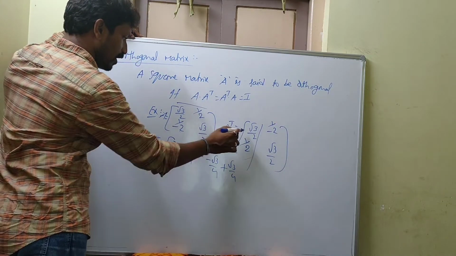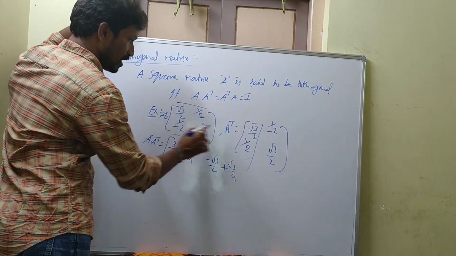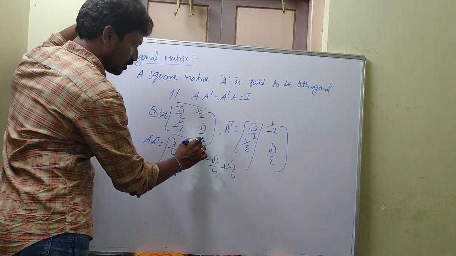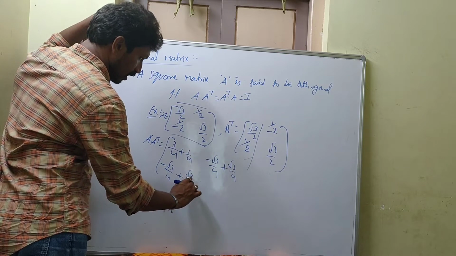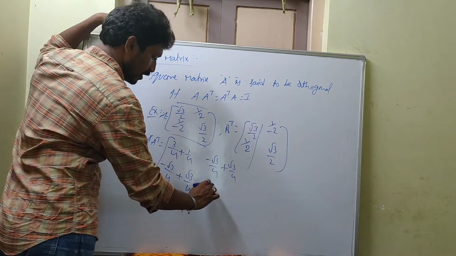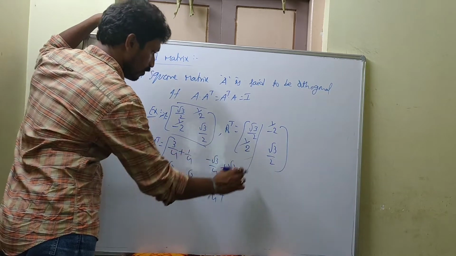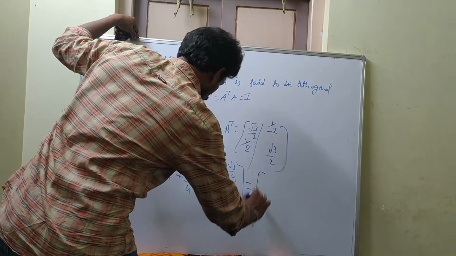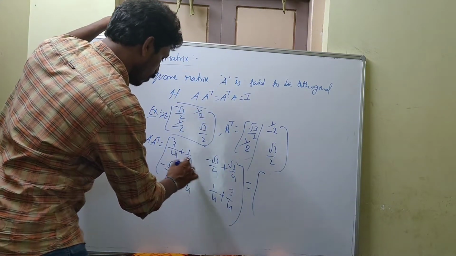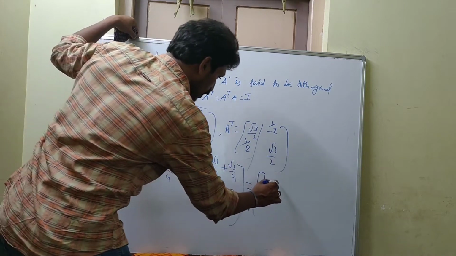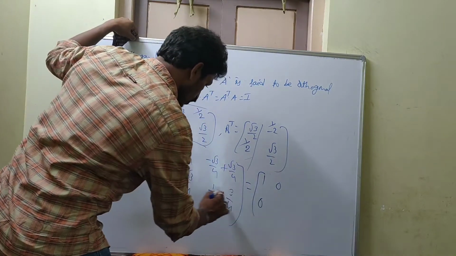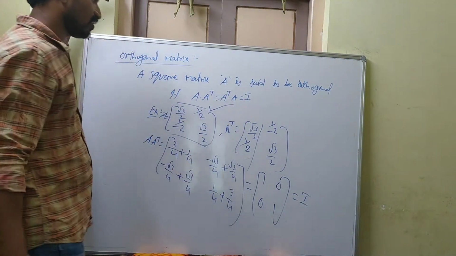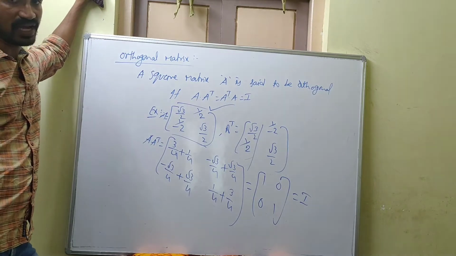Next one, second row to first column: minus 1 by 2 into root 3 by 2, minus root 3 by 4. Root 3 by 2 into 1 by 2, plus root 3 by 4. Next, minus 1 by 2 into minus 1 by 2, 1 by 4, plus root 3 by 2 into root 3 by 2, 3 by 4. So what is this matrix here? 3 by 4 plus 1 by 4, 4 by 4, that is 1. Minus root 3 by 4 plus root 3 by 4, 0. This is also 0. This is 1 by 4 plus 3 by 4, 1. So what is this? This is I. Like these matrices are called orthogonal matrices.